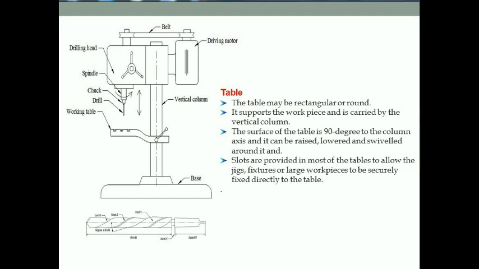Next is the table. The table may be rectangular or round. It supports the workpiece and is carried by the vertical column. The surface of the table is at 90 degrees to the column axis and it can be raised and lowered and swiveled around it. Slots are provided in most of the tables to allow jigs, fixtures or large workpieces to be securely fixed directly to the table.